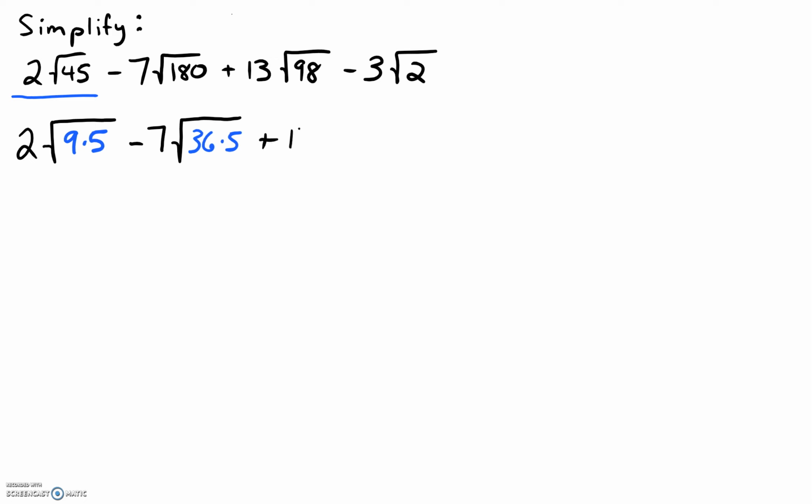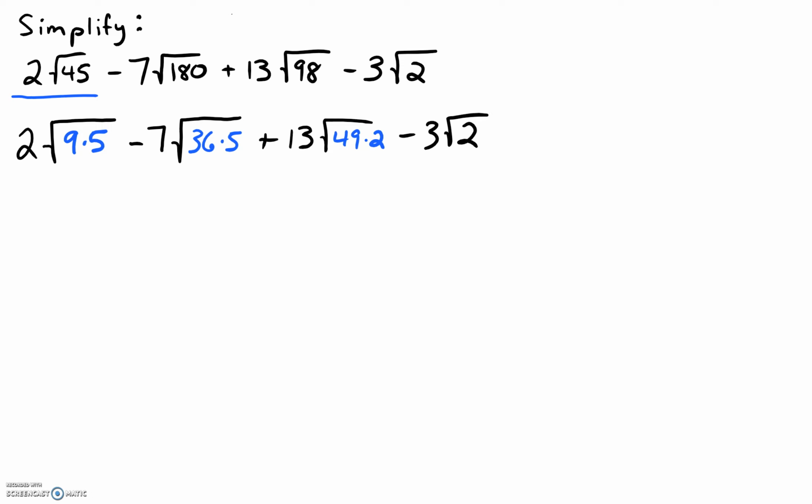Let's bring the 13 down, and let's do the same thing with the 98. You're looking for factors of 98. The best choice we have is 49 times 2. And then finally, we can just bring down the minus 3 square roots of 2, because we can't break 2 into any factors, one of which is a perfect square.